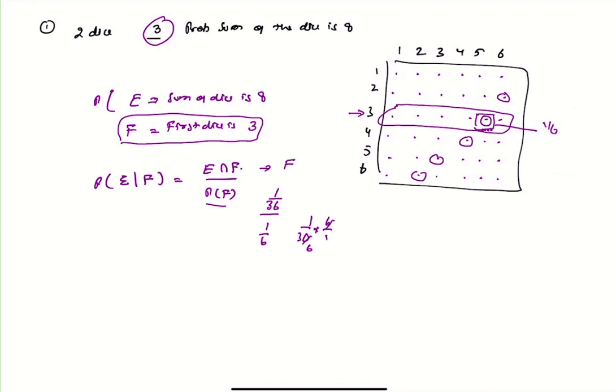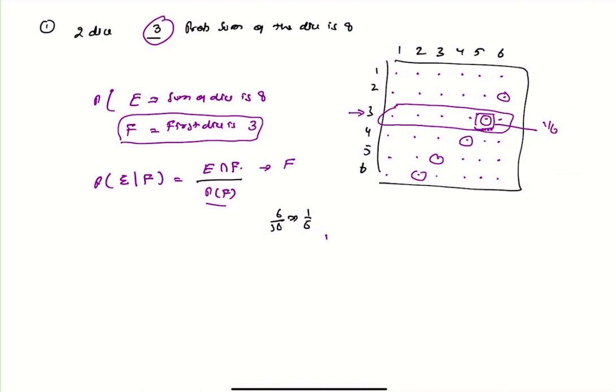But we can also do it in this manner, in which we are doing the probability of E and F both occurring divided by the probability of F occurring. Now what is the probability of F occurring? The probability of F is the first dice getting a 3. So what is the probability? The probability of F is basically 6 out of 36, or 1 out of 6, because there are 6 ways which can get it.